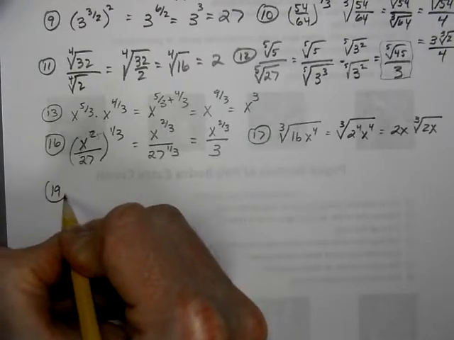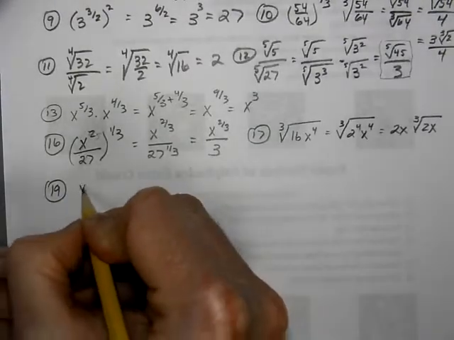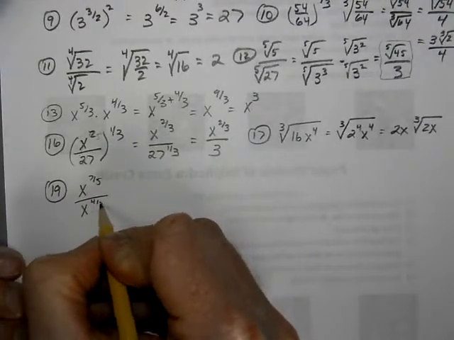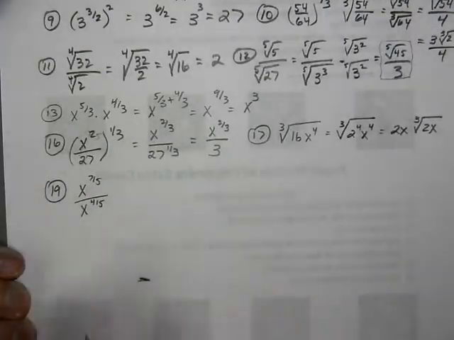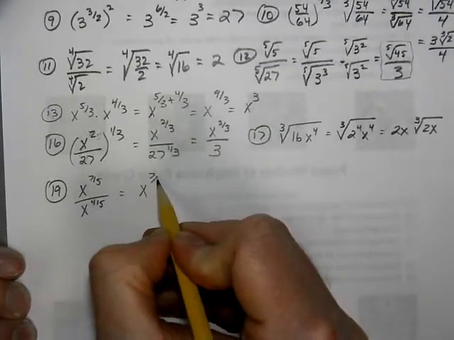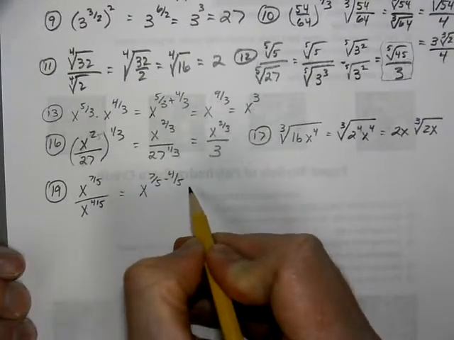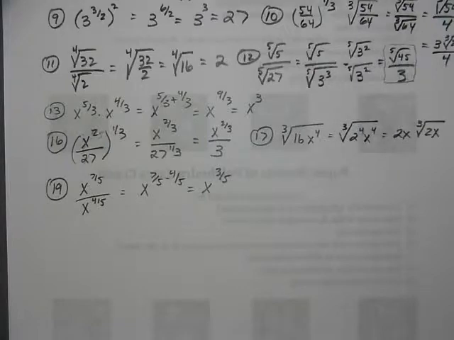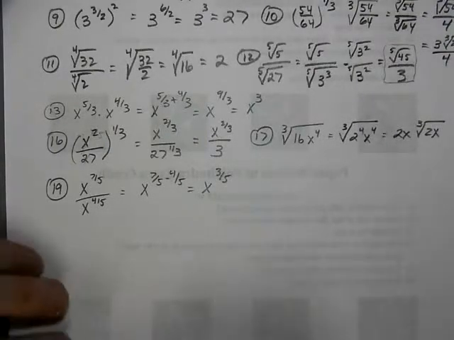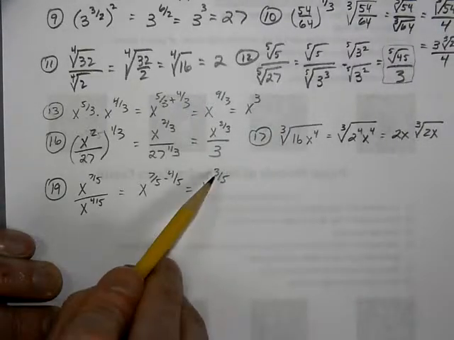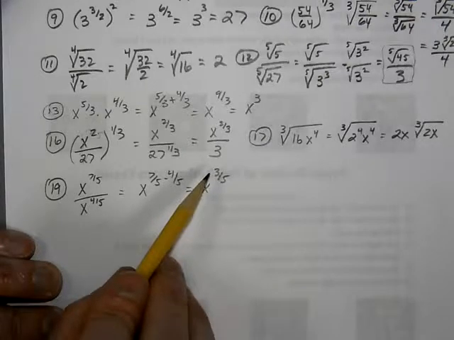Number 19, x to the 7/5 over x to the 4/5. The bases are the same. 7/5 minus 4/5 equals 3/5. Because it started with fractional exponents, you can leave it with fractional exponents. You know that it can't be reduced if the top number is smaller than the bottom number.